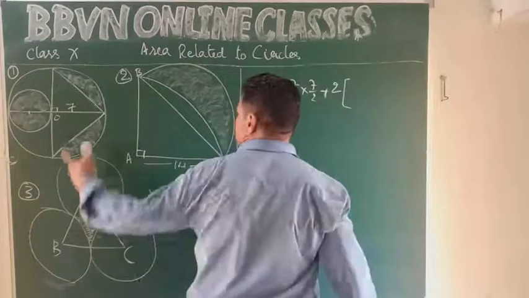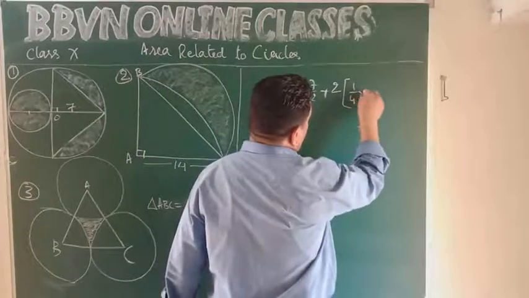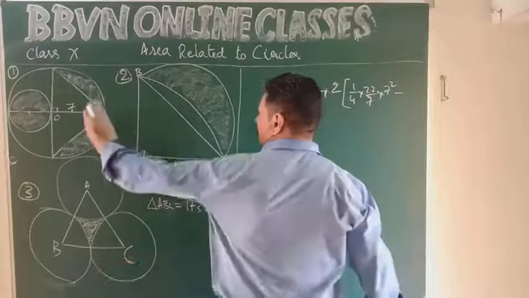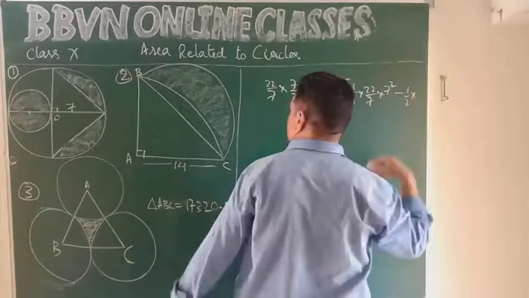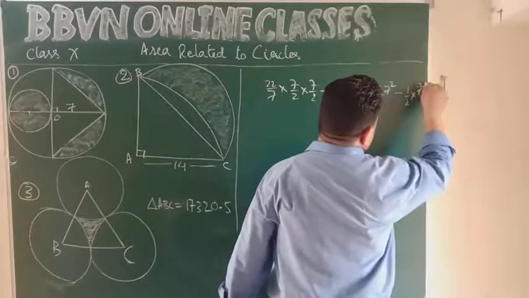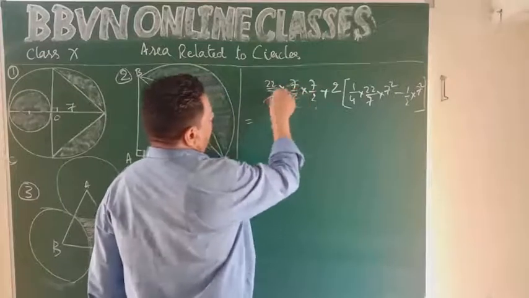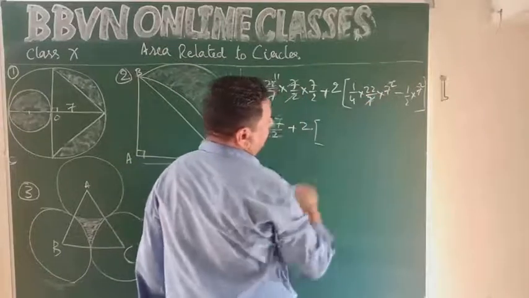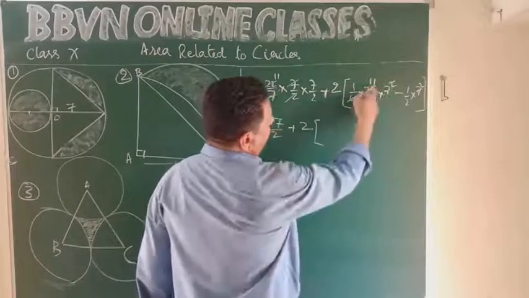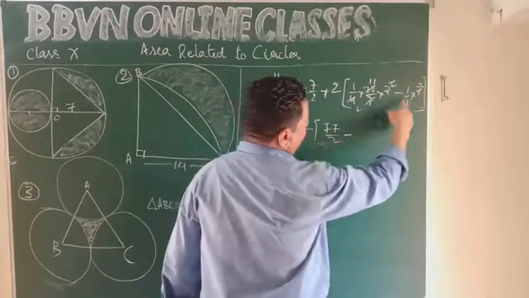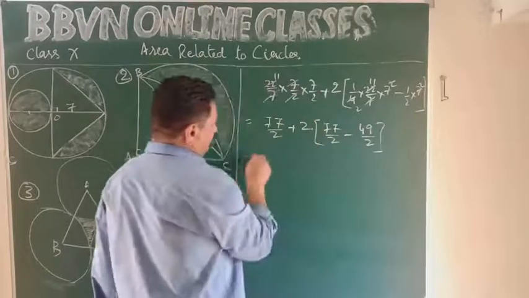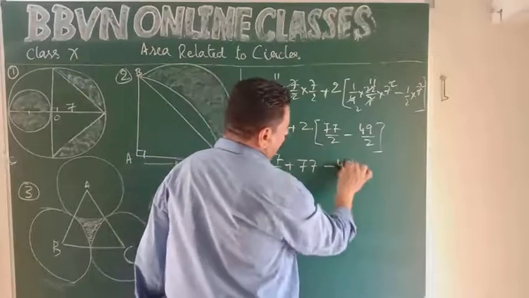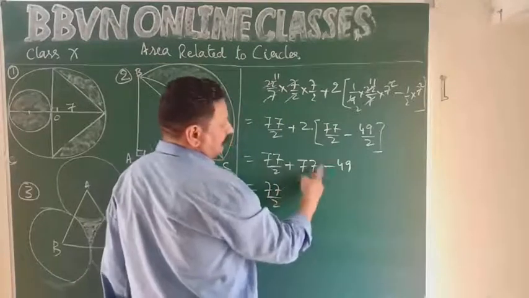So 2 into, this is a quadrant, 1/4 circle. So 1 upon 4, 22 upon 7 into 7 square, 1 upon 4 pi r square, minus area of right triangle, half into base into height, 7 into 7, that is 7 square. 7 cancelled, 2 goes 11 times, 77 upon 2 plus twice, 7 goes with 7, 2 times 11, so again 77 upon 2 minus 49 upon 2. 77 upon 2 plus 2 goes inside, 77 minus 49.